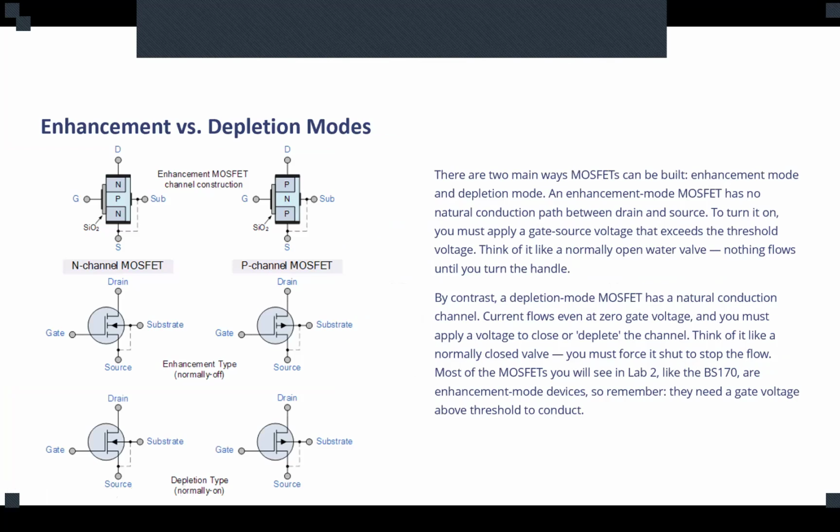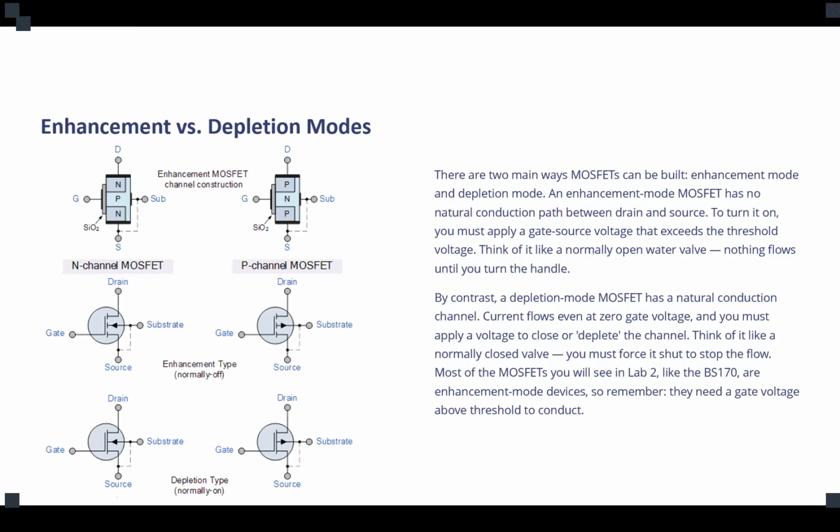A MOSFET is basically a PNP or NPN semiconductor. So you have two junctions in a MOSFET. And you are going to trigger the MOSFET based on the voltage that you apply to the gate. As you know, we have three terminals in each MOSFET. One we call the drain, another one is the source, and the third one is the gate.